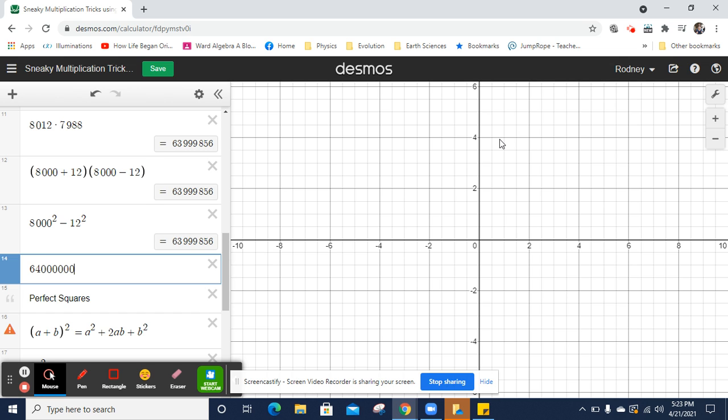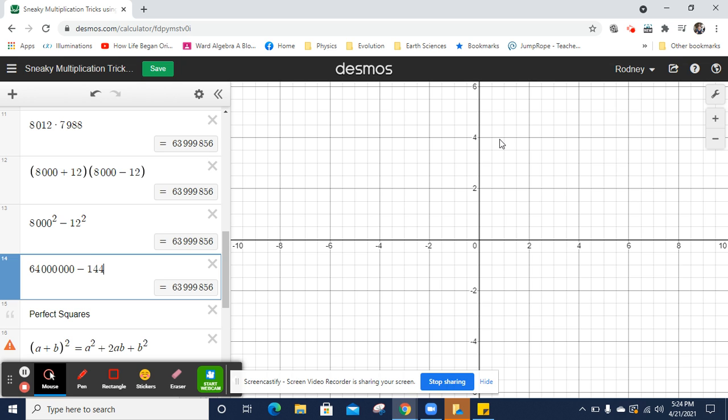1, 2, 3, 4, 5, 6. And 12 squared is just going to be 144. So what I'm going to have to do is basically take 63,999,000, and then take the 144 from the rest. So that'll be a 6. That'll be 9 minus 4, so that'll be a 5. And that'll be 9 minus 1, so that'll be an 8. So 856, and everything else is 63,999,856. And that's how we do it.